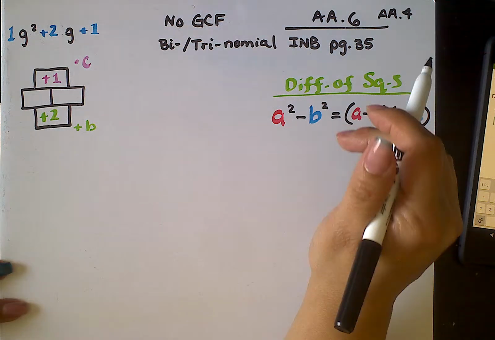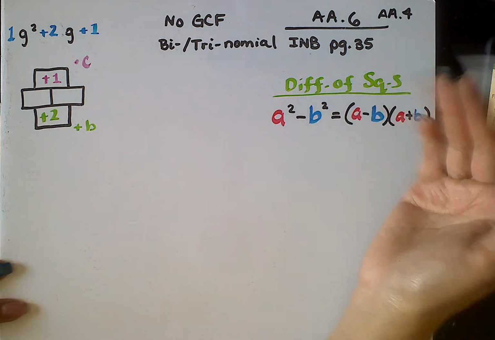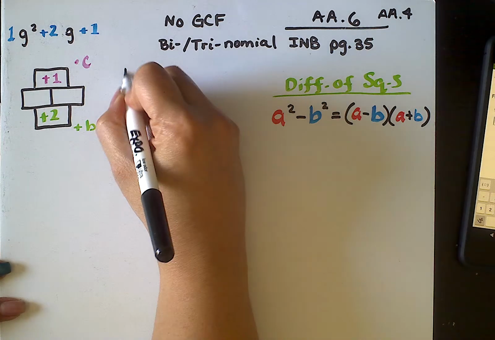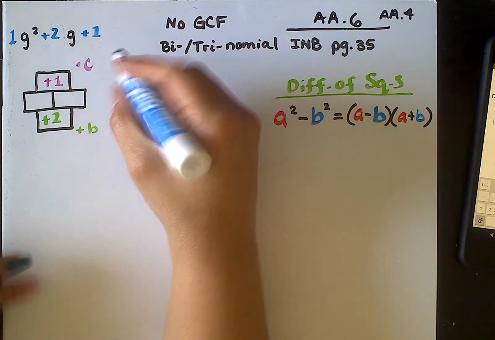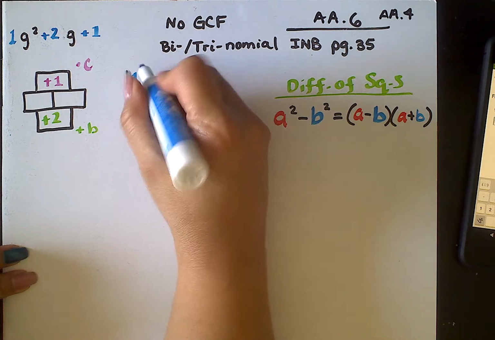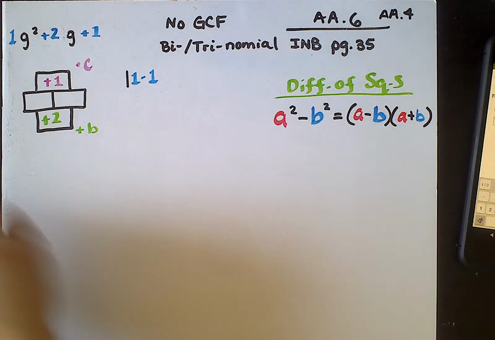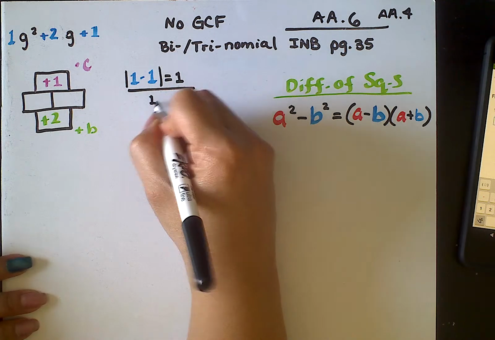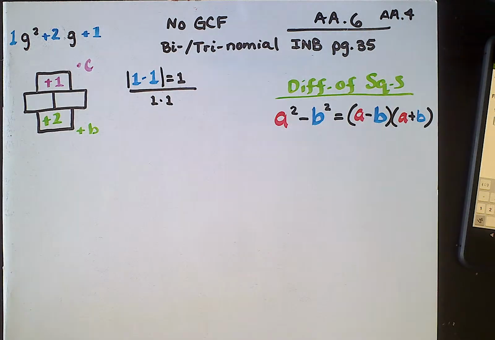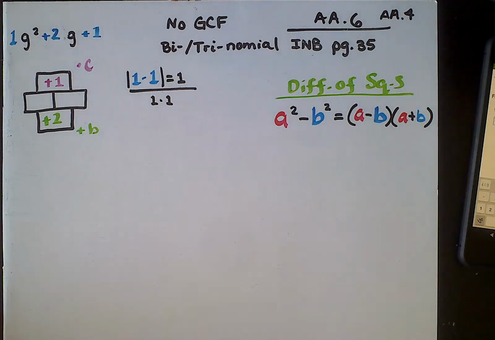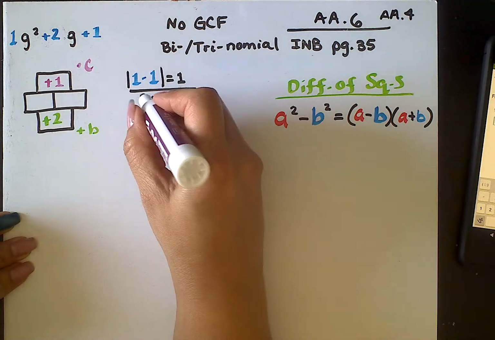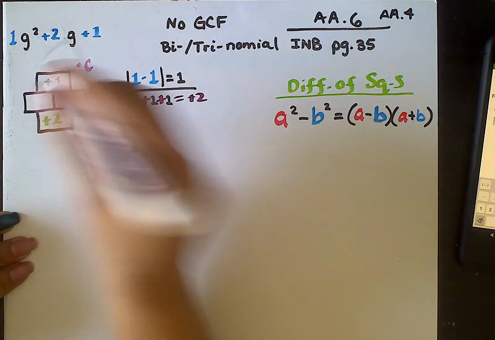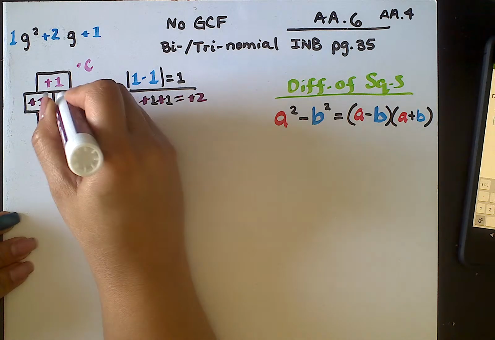Okay, if you take a look at page 34, step 3, it says list out the factors of A, which is 1, times C, which is 1. So the absolute value is 1. And of course, 1 times 1, that's all we have. So we would say that I take my positive 1 and add a positive 1, that gives me a positive 2. So plus 1 plus 1.